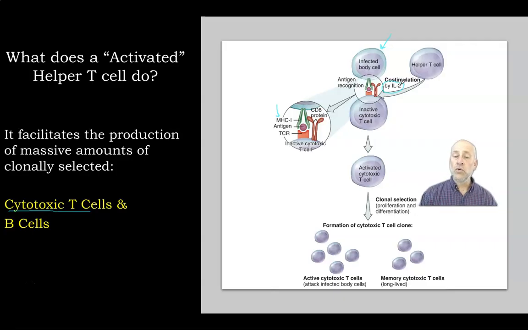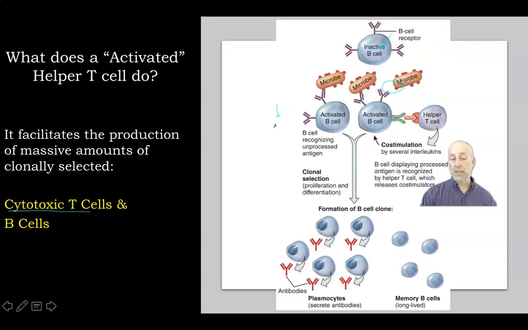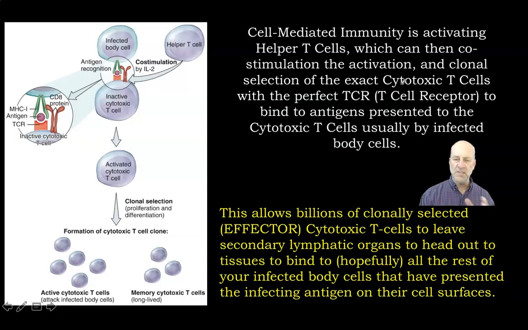When we get to the next module, we'll be looking at this with antibodies and B cells. But for now, let's stick with cytotoxic T. So again, you've got helper T cells, co-stimulation, binding, clonal selection of the exact cytotoxic T cells that you need with that perfect TCR, or T cell receptor. And that cytotoxic T cell is going to be clonally selected, in billions and trillions of copies.